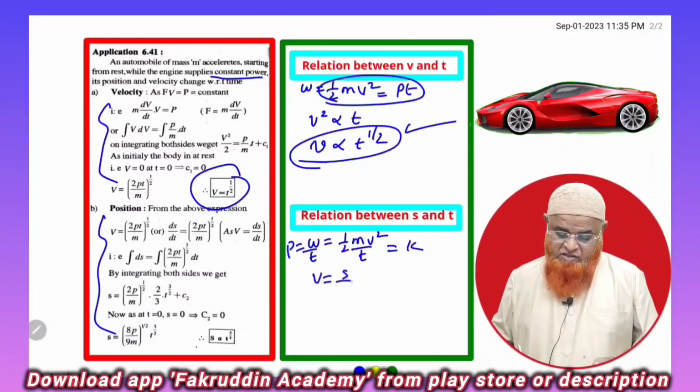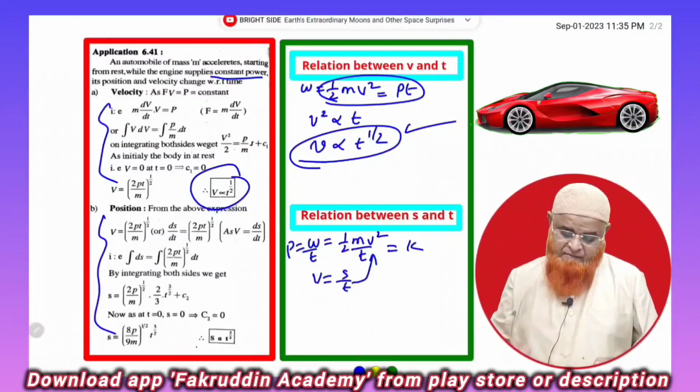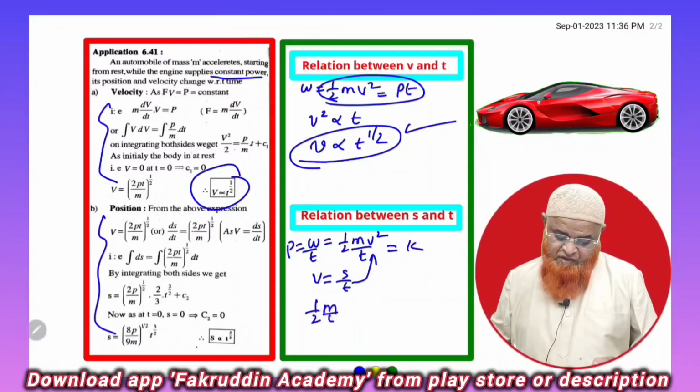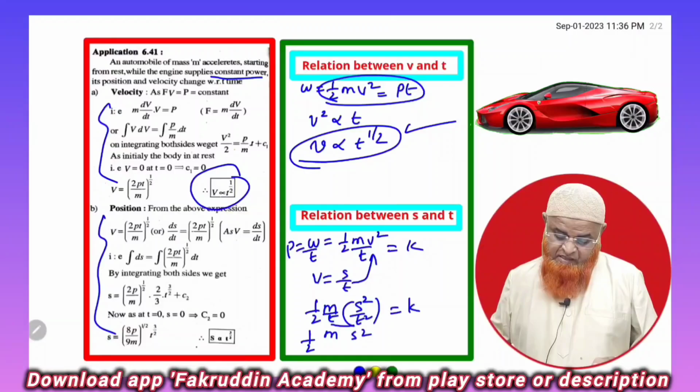You also know velocity is nothing but displacement by time. So if you substitute the value of velocity in the above equation, then directly you'll get the relation in the third step. So simple it is. Half m by t, v can be taken as s by t, means s square by t square, which is equal to k. So we can write half m s square, and one more t is there here, so we can take this as s square by t cube is equal to k.